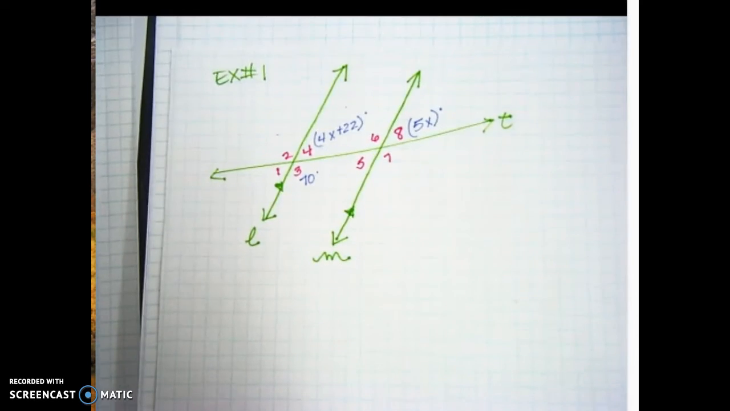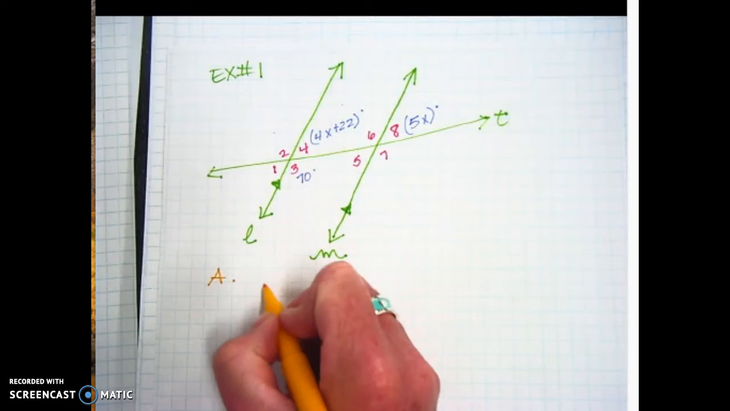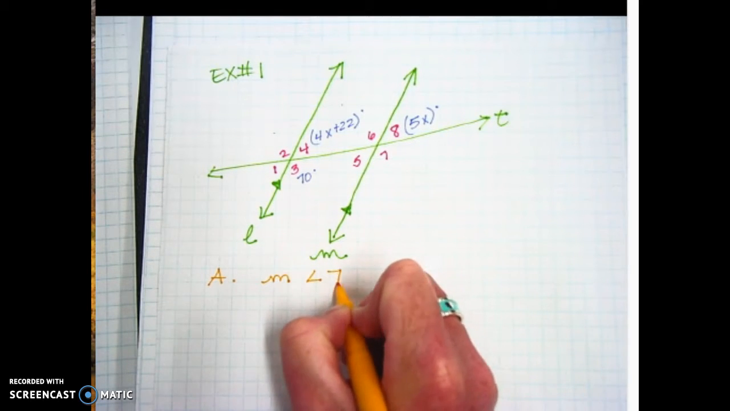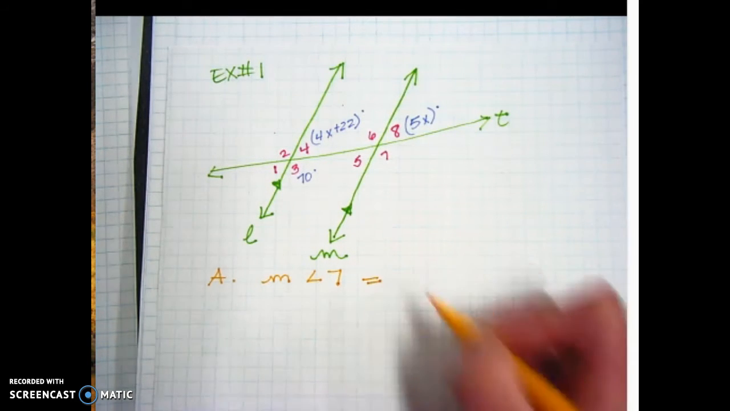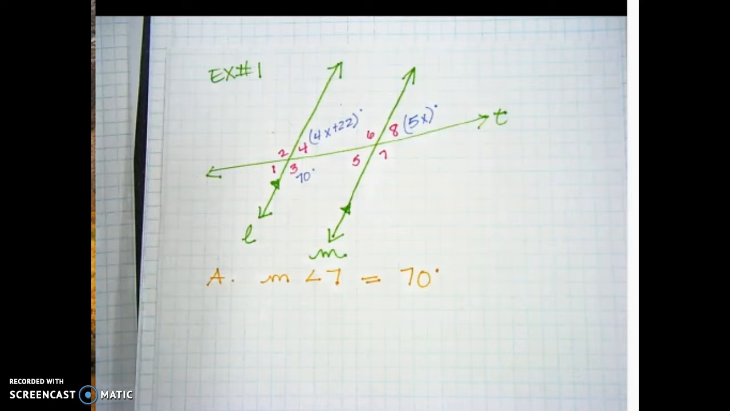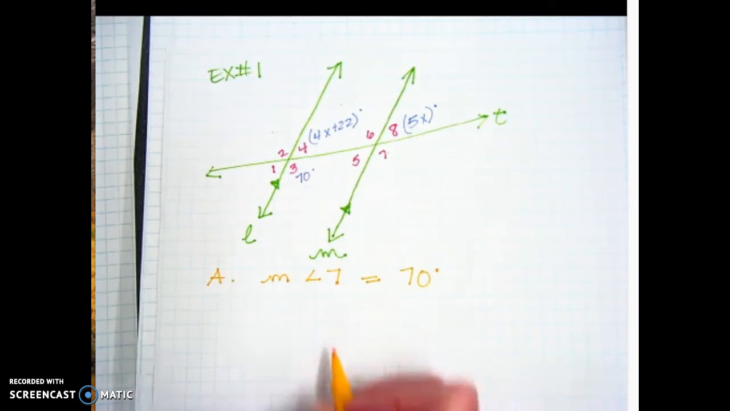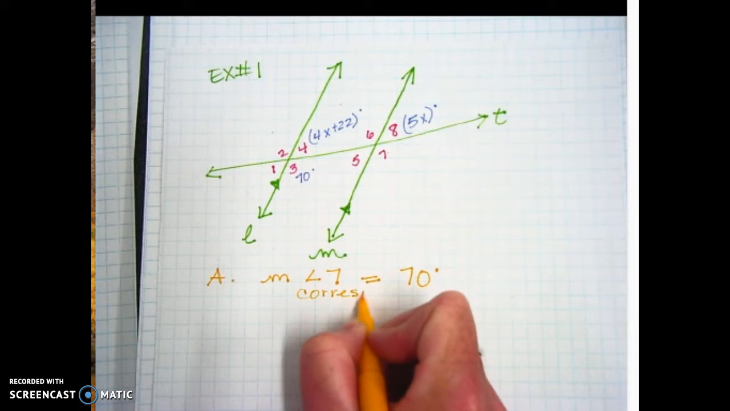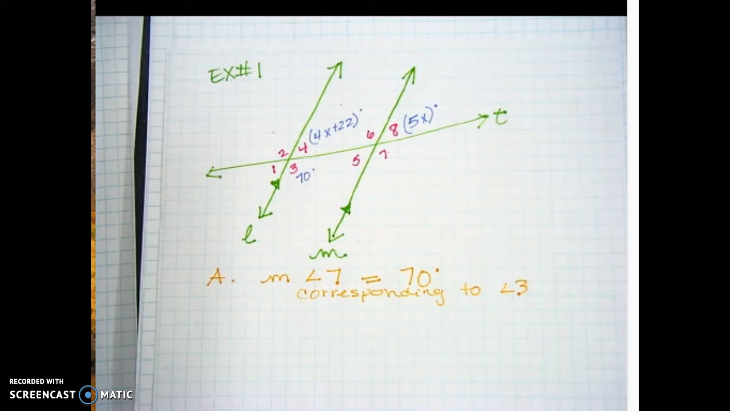All right. Okay, so this question has 3 parts. The first part, part A, what is the measure of angle 7? The correct answer, she is correct, is 70 degrees. How did she get that? It's corresponding to angle 3. So just write down that it's corresponding to angle 3. Easy, right? If there's a number there and they want the corresponding angle, it's just the same measure, okay?